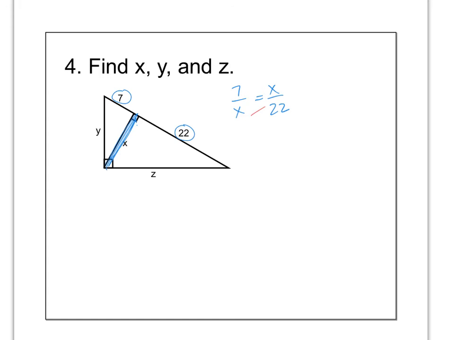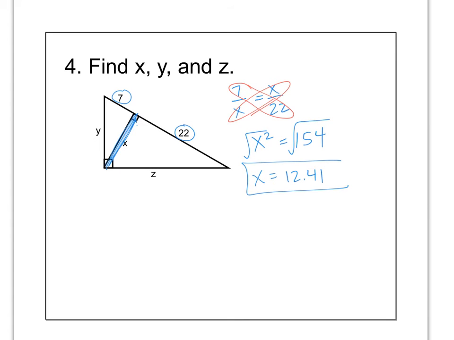Then you're going to cross multiply, x times x and 7 times 22. X times x is x squared. 7 times 22 is 154. You're going to have to take the square root. So x equals about 12.41. Okay, so once you know that is 12.41, now you can find y.